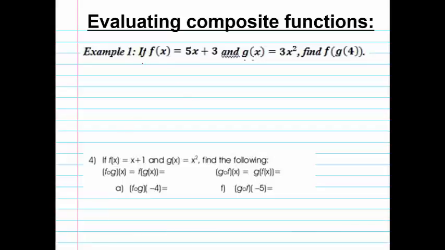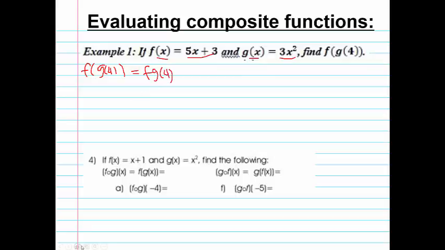So this first question says that f of x is 5x plus 3. This means that the rule is: input is 5, output is 5x plus 3. Whatever's inside the bracket, you multiply it by 5, then you add 3. And g of x, whatever's inside the bracket, you square it, then you multiply it by 3. So they told you to find f of g of 4. Now I'm going to rewrite it as f g of 4 just to make it simpler.